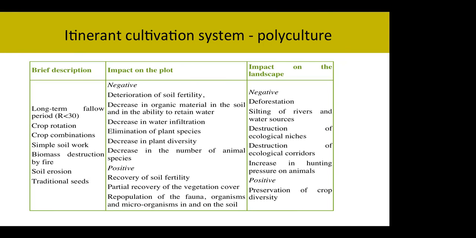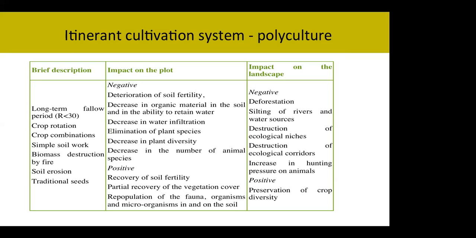So what are the impacts on the plot, meaning on the area where this type of cultivation is taking place? It leads to deterioration of soil fertility, it decreases organic material in the soil and the ability to retain water. There is decrease in water infiltration, elimination of plant species. These are the negative impacts that we see on this type of system. Like I said last week, on Monday, sorry, every type of system you practice has negative and positive impact. There is no system that does not have negative and positive impact.